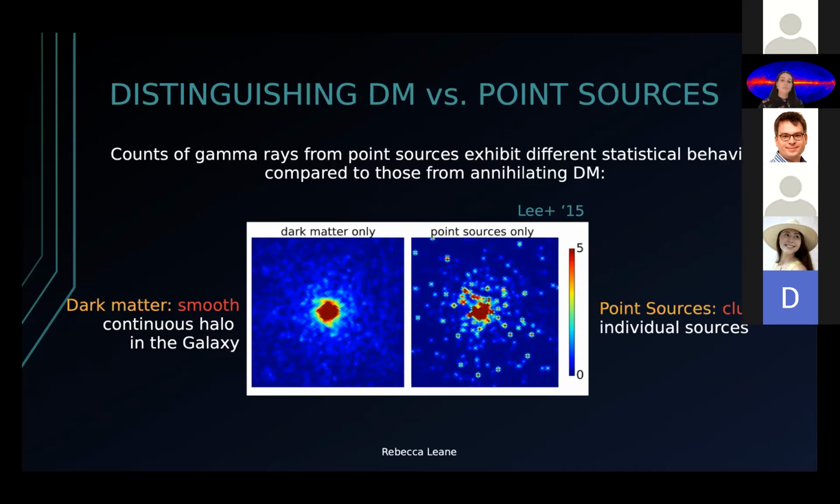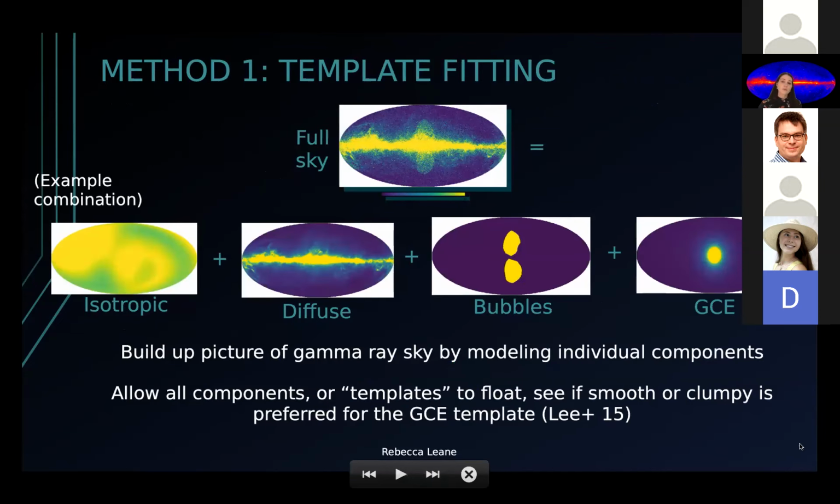And there are two different methods that have been used to do this. So these are sub-threshold searches. So one method is called template fitting. So the way this works is you have a full sky of gamma rays, and you want to build up a picture of your gamma ray sky by modeling individual components that all add up to give you the total number of gamma rays. So these can come from some model you might have, some ansatz, or some catalogue of things you've already actually measured.